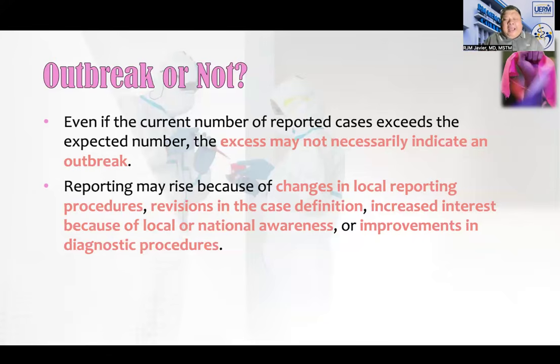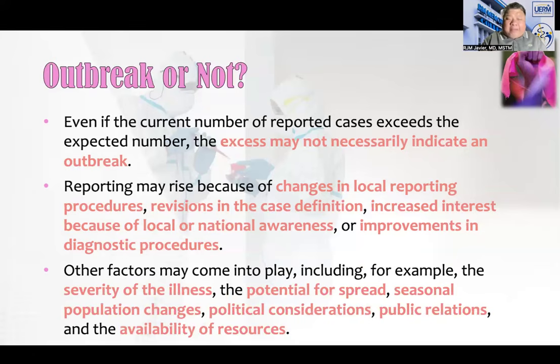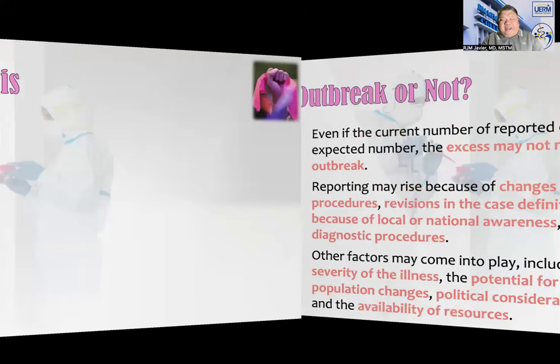and or thrombocytosis. So this has changed significantly with the introduction of the dengue NS1 and the dengue IgM IgG, which are rapid diagnostic tests. So if in the past you would wait for 2 to 3 days to confirm presence or absence of dengue, now in just a couple of hours, you can already categorically diagnose dengue using dengue NS1 IgM IgG. So the use of the rapid diagnostic tests can somewhat increase the number of new cases because of the rapid assessment that it confers. Other factors may come into play, including, for example, severity of the illness, the potential for spread, seasonal populational changes, political considerations, public relations, and the availability of resources.